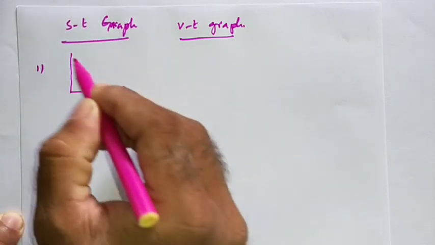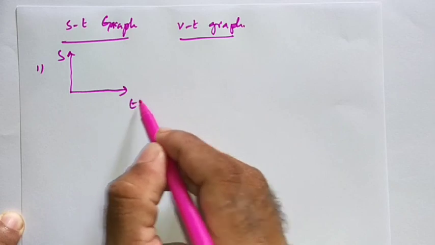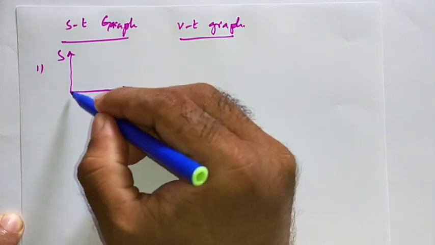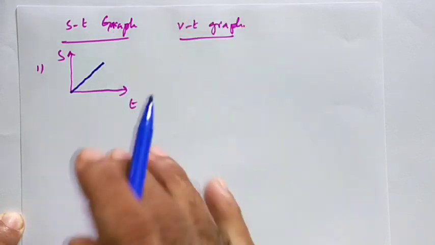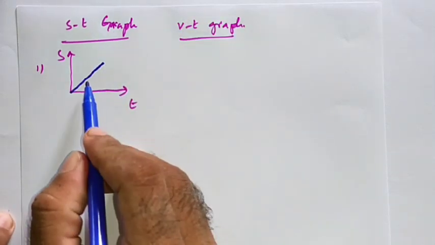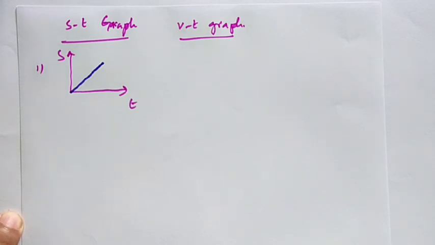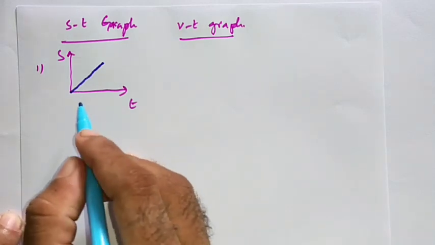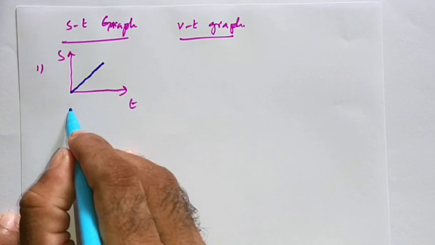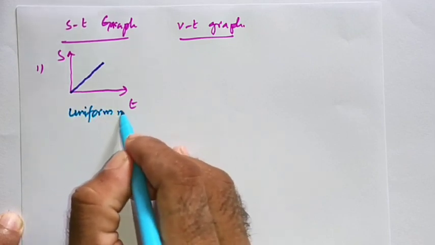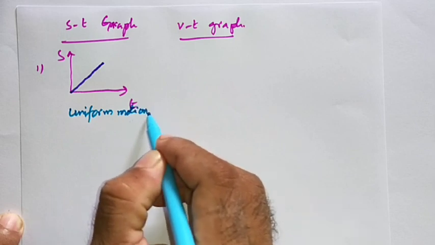So first one is a graph that is a straight line passing through the origin. This is the graph. First tell me what does it represent? Already we discussed. It represents that the body is moving with uniform velocity or uniform motion. Yes or no? Uniform motion. Already we discussed.